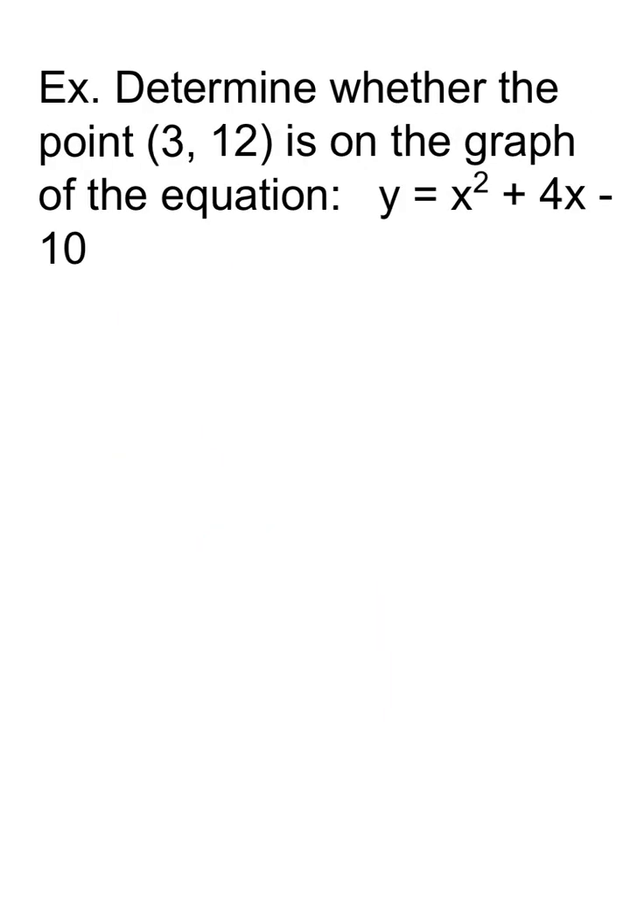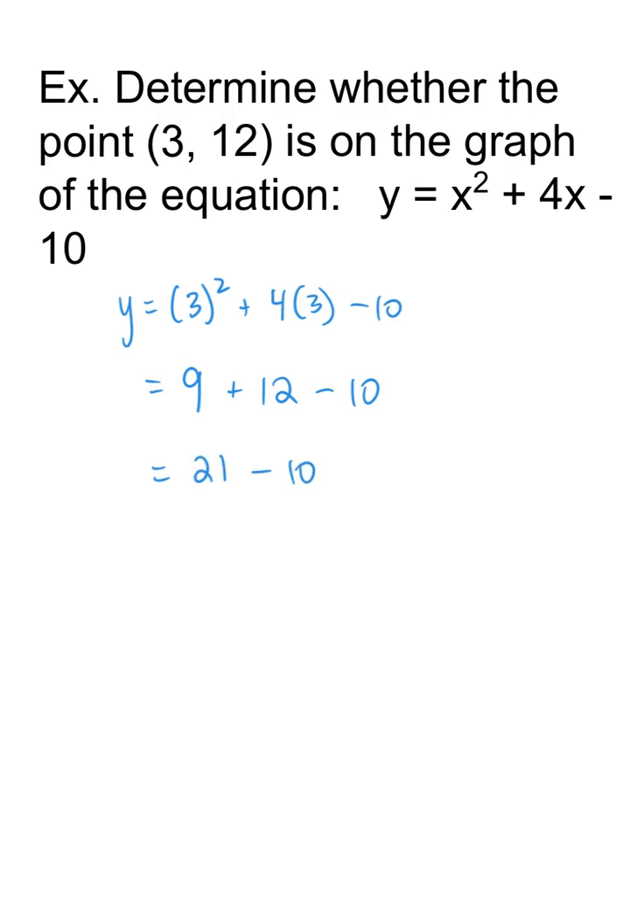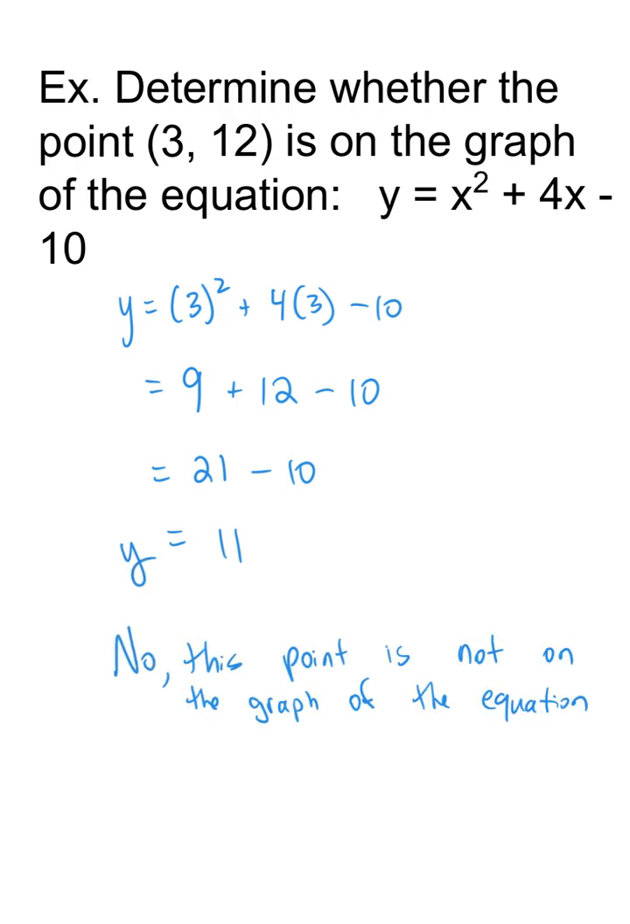Okay, so then here's another one, because why not? Determine whether the point 3, 12 is on the graph. So we have the same equation. Again, everywhere I see an x, I'm going to put a 3. And I use the same equation because I knew it would be fine. So here we've got 9, 3 squared, plus 12, minus 10. 9 plus 12 is 21, minus 10, and you get 11. So it is close, but that means that point is not on the graph, so no. The answer would be no, this point is not on the graph of the equation.